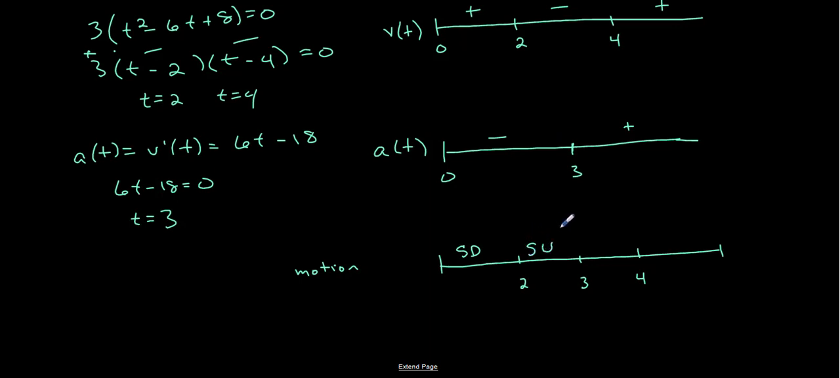And I put speeding up. I write it out, speeding up, a lot of times because that starts to look confusing after a while. 3 and 4. What's happening? We have negative velocity, positive acceleration, slowing down. We kind of have to slow down and change directions, right? What's happening after 4? Positive, positive, speeding up.